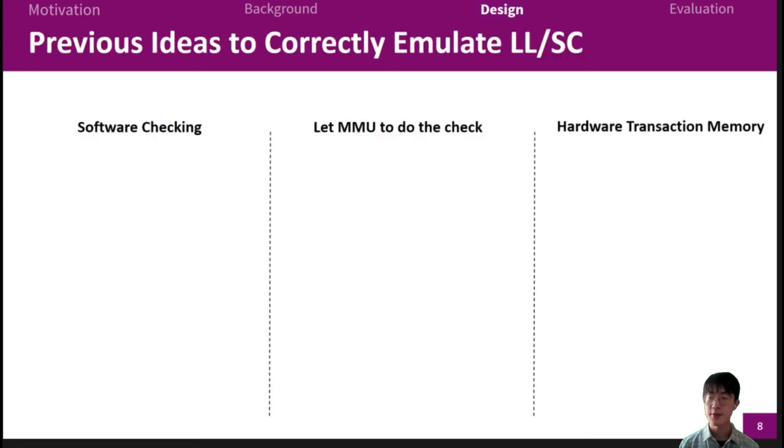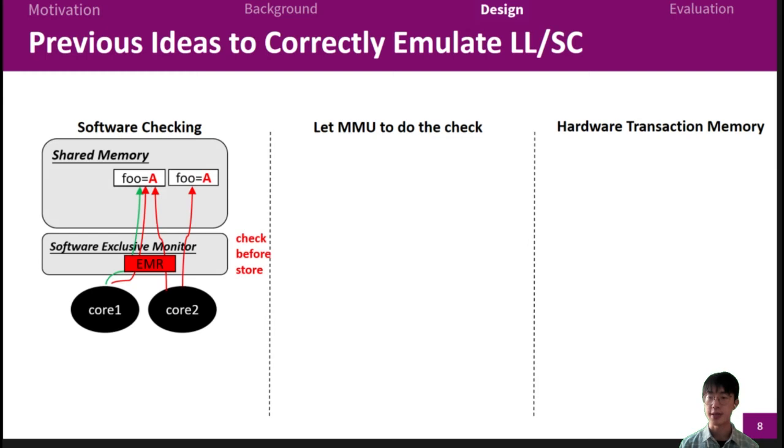There are mainly three previous solutions. The first solution is to implement a software exclusive monitor, which means there is extra memory checking before every store operation. As all the stores are instrumented, this could introduce huge overhead.